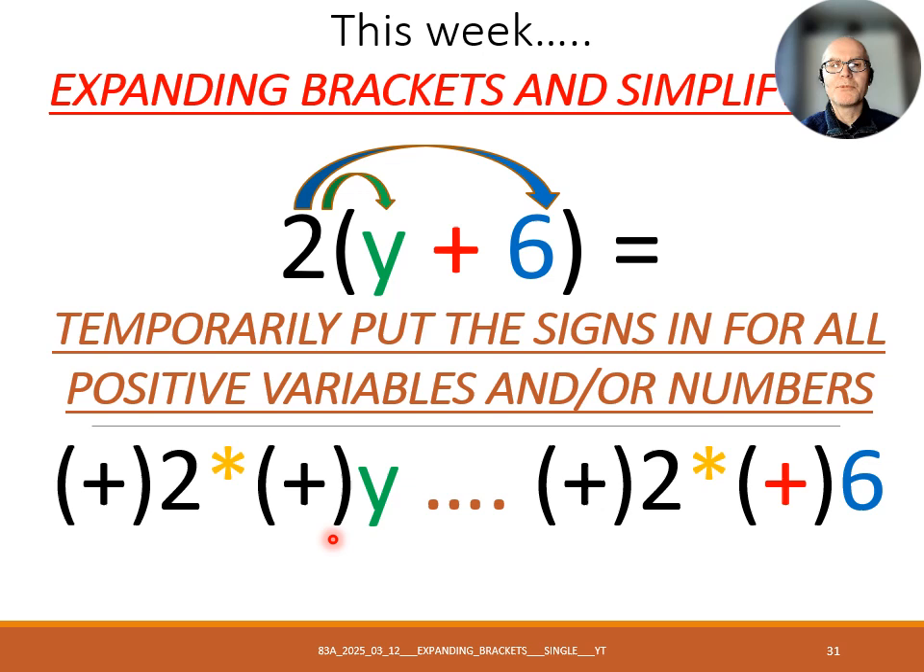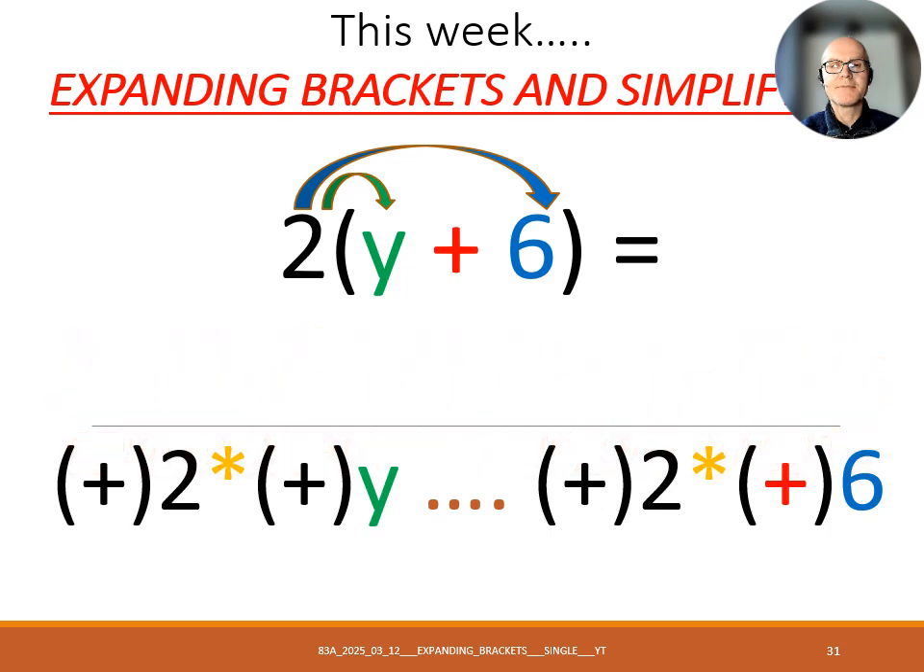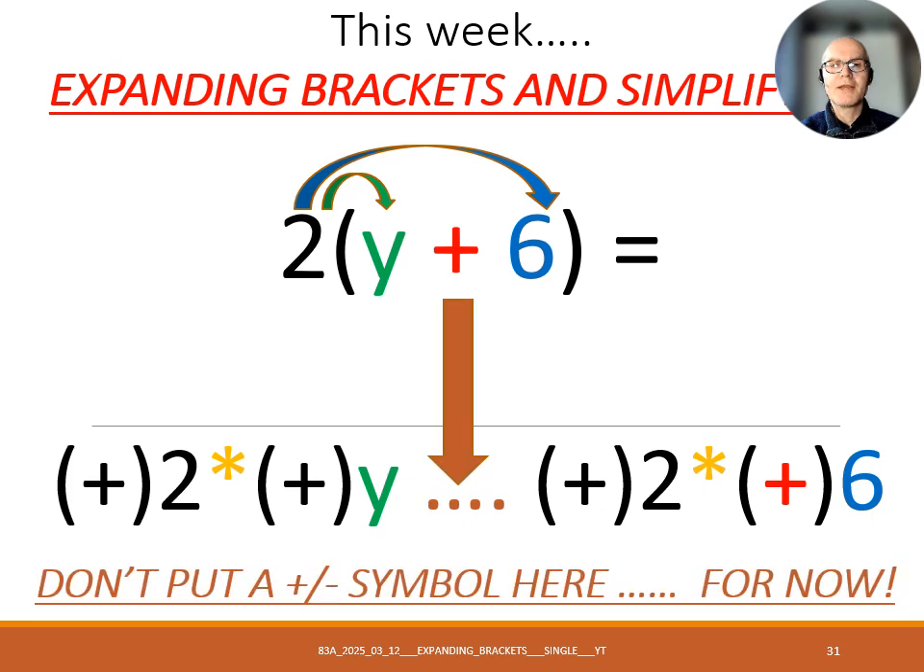Positive 2 times positive y. Split the equation. Positive 2 times positive 6. Here's where the positive sign comes from for the positive 6. Positive 2 times positive y and positive 2 times positive 6. Think of it as two separate chunks of the equation until we get to the answer step.